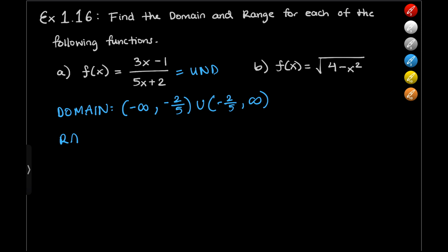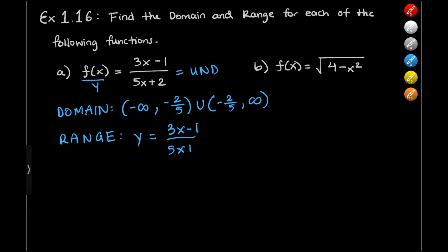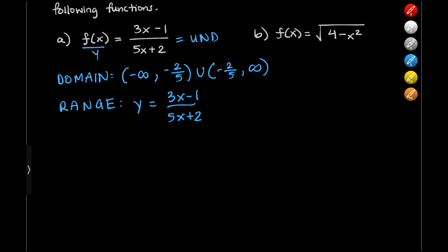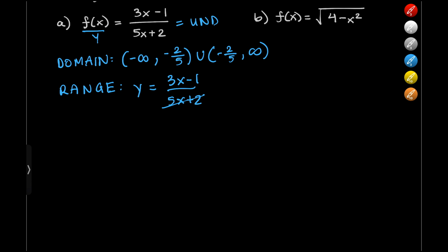For the range, it's a little bit more involved, but I'll walk you through it. So the best way to solve for the range is to isolate x, so let's do that. So what we could first do is set f of x equal to y. So we'll get the function y is equal to 3x minus 1 over 5x plus 2. And then let's multiply both sides by 5x plus 2. So that will cancel out. And then this will become 5xy plus 2y is equal to 3x minus 1.